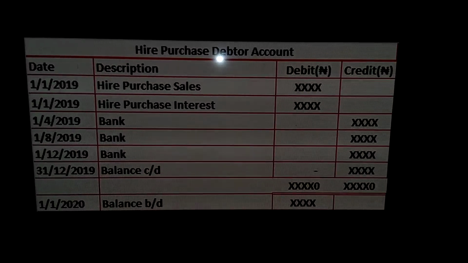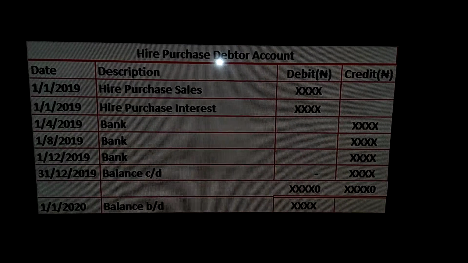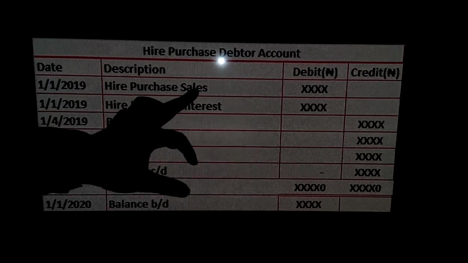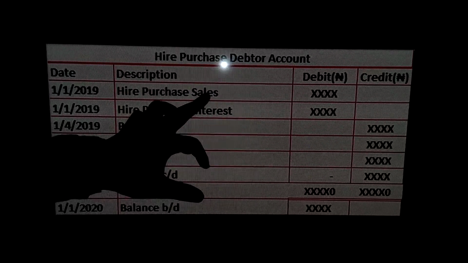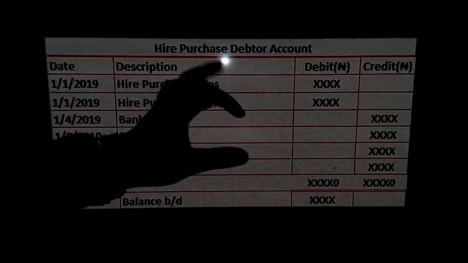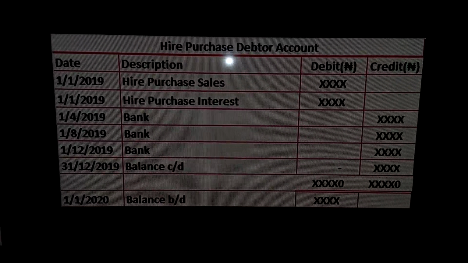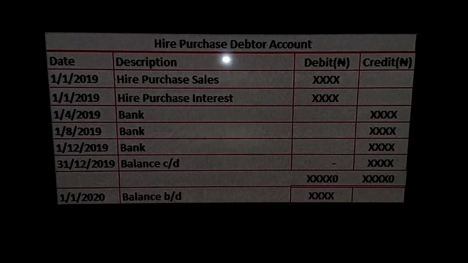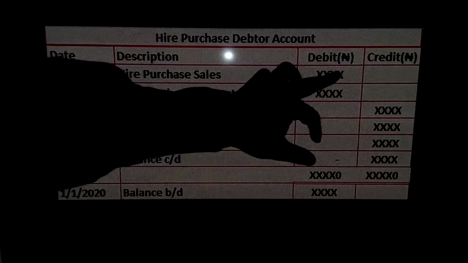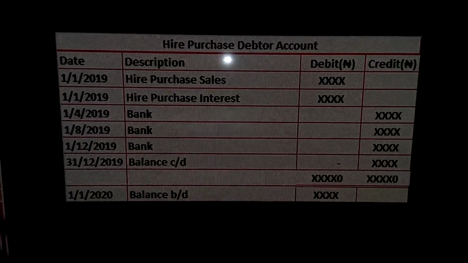Now this is how it looks like. You have hire purchase debtors. Okay, so the hire purchase sales, which is the cash price of the hire purchase item. Remember, it's the seller's perspective. So you sell to the debtor, you debit the debtor. So we have a debit balance and the interest you're charging the debtor.